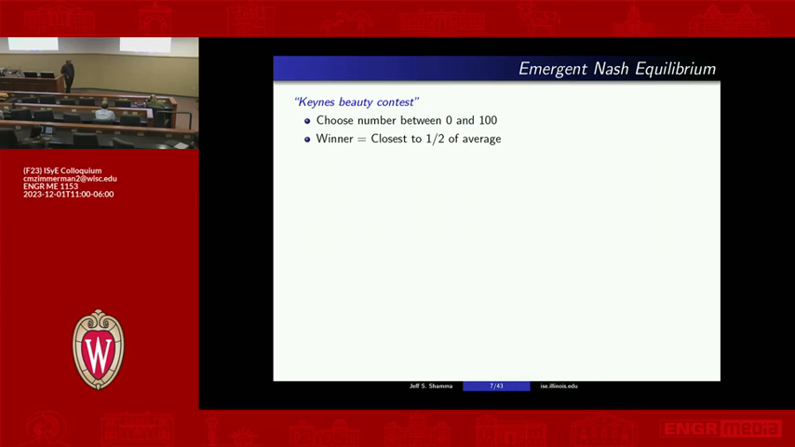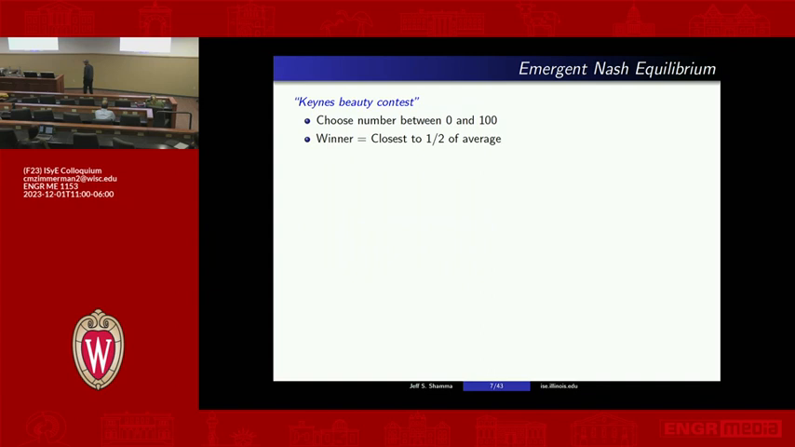So here's a widely cited example of a game and its relationship to Nash equilibria. You may have seen this before. It's called the beauty contest for historical reasons. Everybody choose a number between 0 and 100. And the rules are as follows. Give me your number. I'm going to take the average of everyone's response and then take half of the average. And whoever's closest to half the average is the winner. You got it?